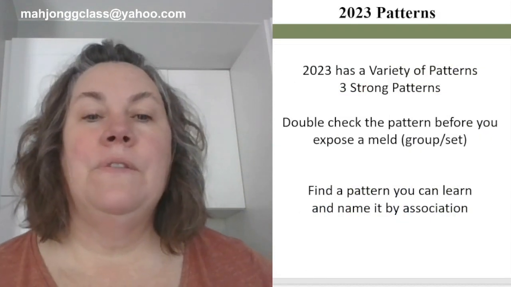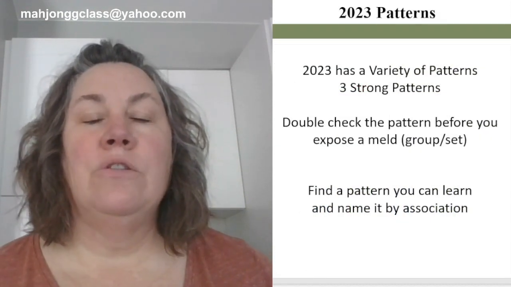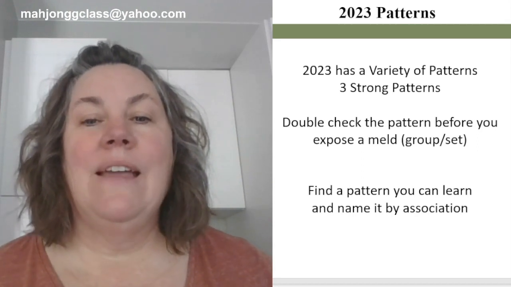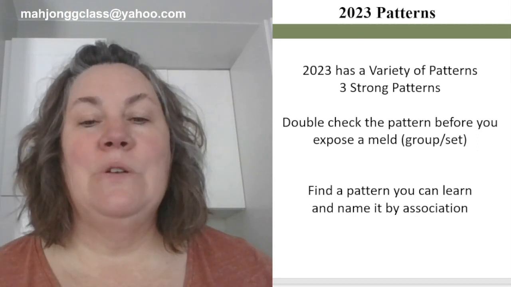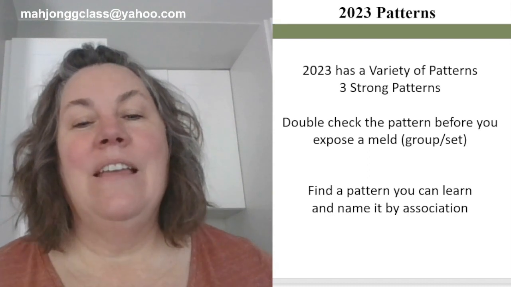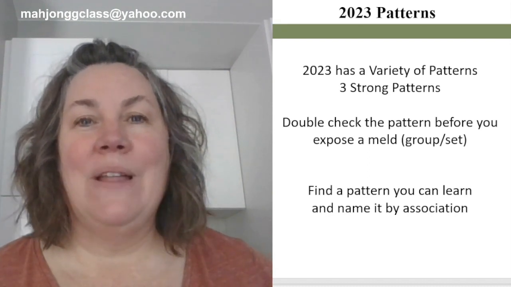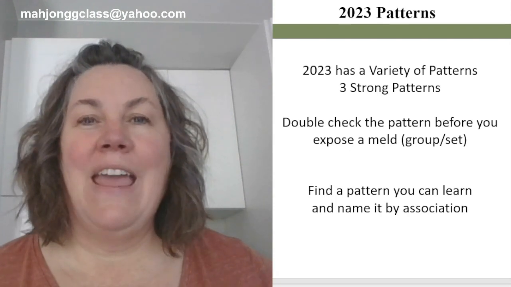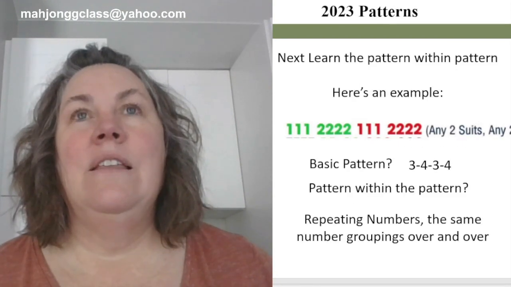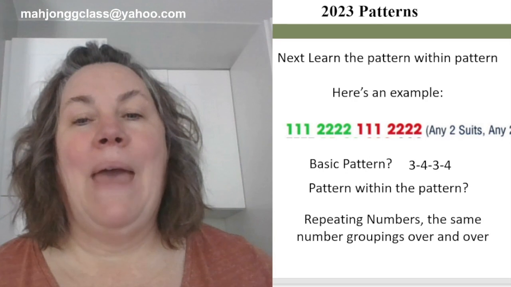Now that you've found the 3 varieties of patterns that are strong on the card, double check again the pattern before you expose your meld. Find a pattern you can learn and name it by association. It doesn't have to be the ones that we talked about. You can create your own. Often, you find a pattern within a pattern.